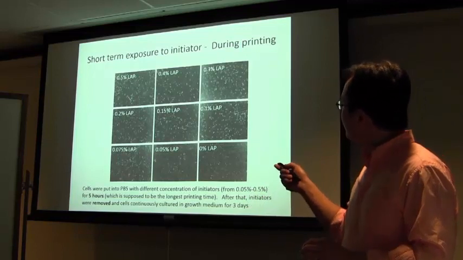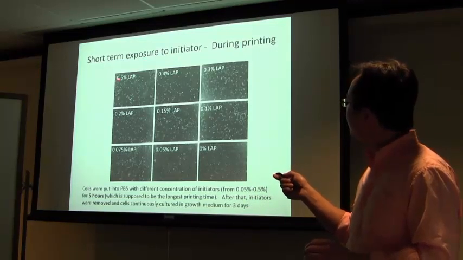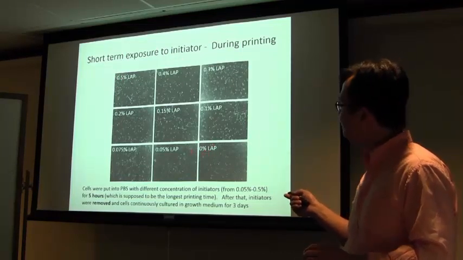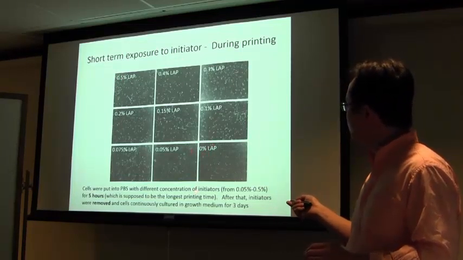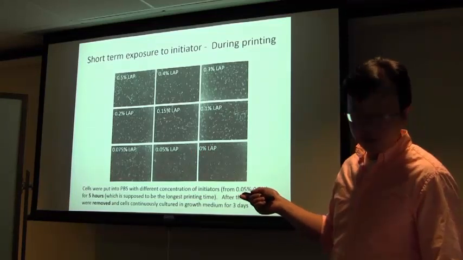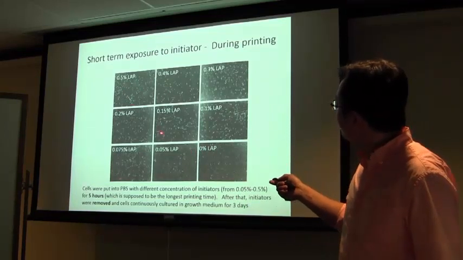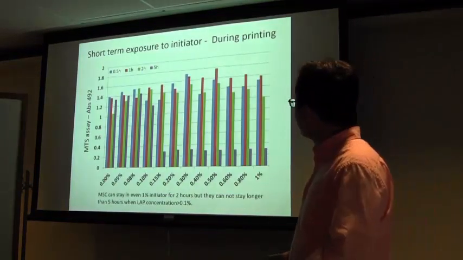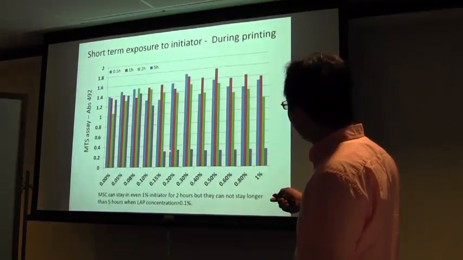So we culture the cells with the initiator at different concentrations and different times, from 1 hour, 2 hours, up to 5 hours. Based on the numbers, we can test the toxicity of the initiator. So this is the result. I will focus on this one here.